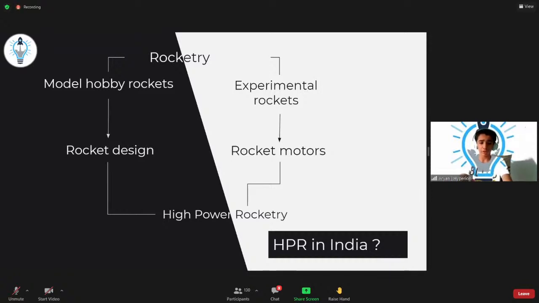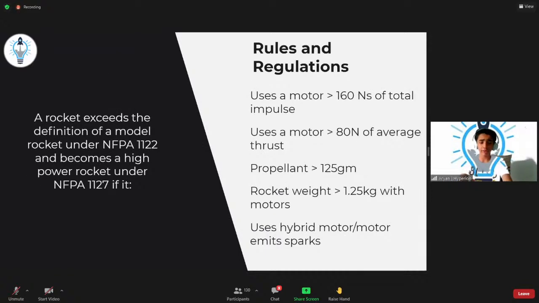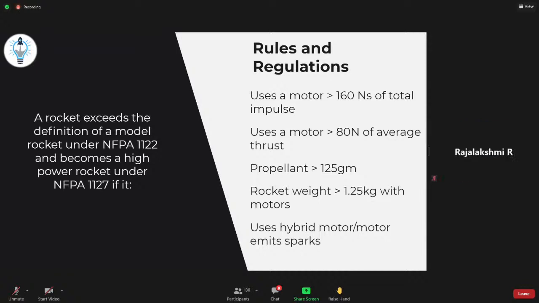Rules for making a rocket. A rocket exceeds the definition of a model rocket under NFPA 1122 and becomes a high power rocket under NFPA 1127 if it uses a motor with more than 160 Newton seconds of total impulse. The other rules are given here. Over to Amog. Thanks, Aryan.